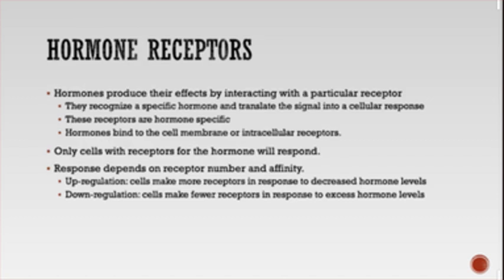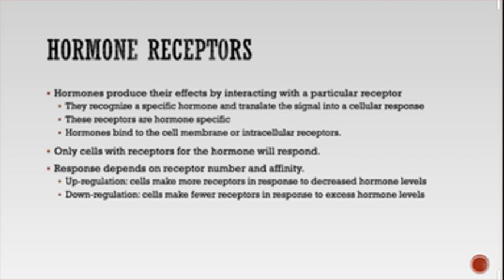So hormone receptors are like your lock and key, right? Hormones produce their effect by interacting with a particular receptor. Sorry, my mind was still on carriers. These particular receptors recognize a specific hormone. So let's say the hormone is T3. There are specific receptors where only T3 can attach and then produce the desired effect.